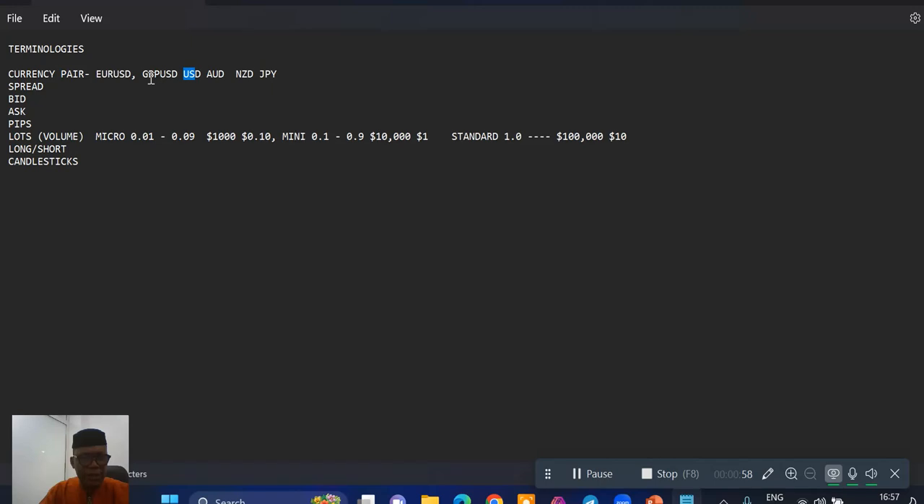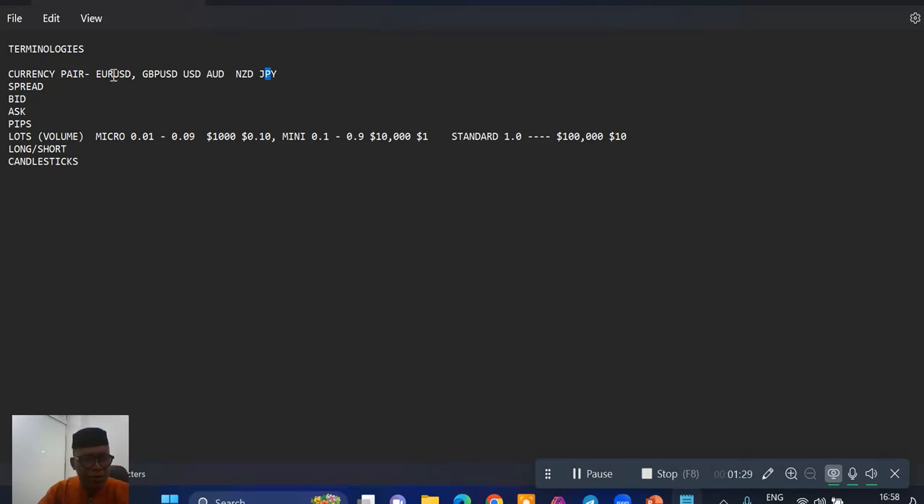So you have the Great Britain pounds, that's GBP. You have the US dollar, United States dollar. You have the Australian dollar. You have the New Zealand dollar. You have the Japanese yen. So the first two letters represent the country, while the third letter represents the currency, because every currency is used in a particular country. Every currency is a legal tender in a particular country.